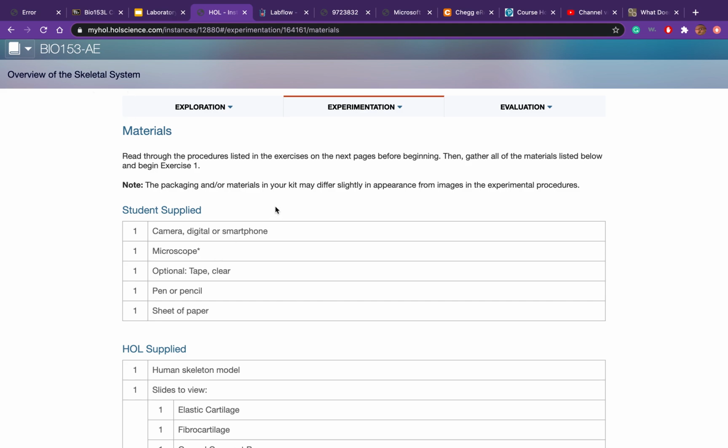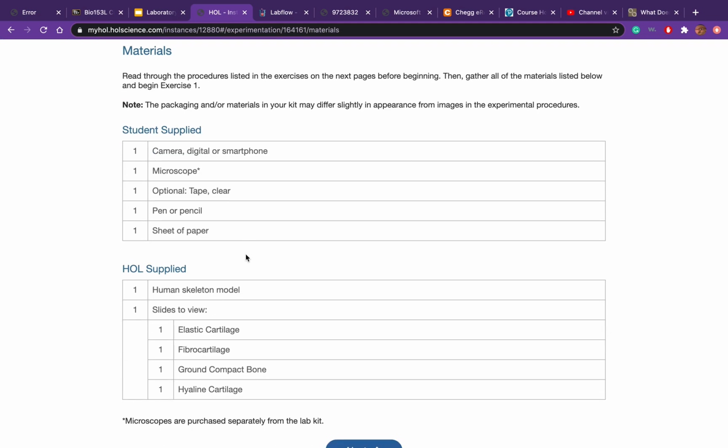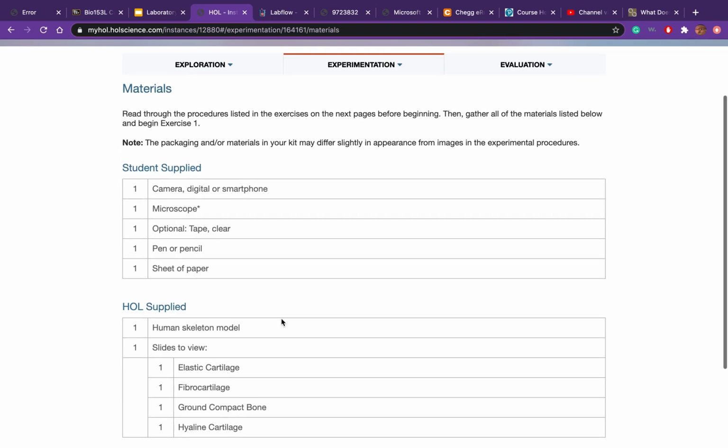I am going to be doing laboratory number 4, which is the overview of the skeletal system. What we'll need today is a human skeleton model and a microscope, and the slides that you have to view are elastic cartilage, fibrocartilage, ground compact bone, and hyaline cartilage. And then, of course, pen or pencil or anything.